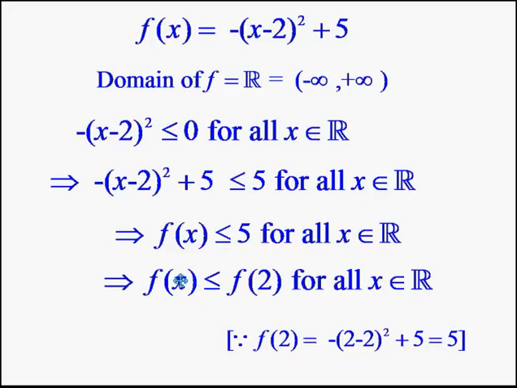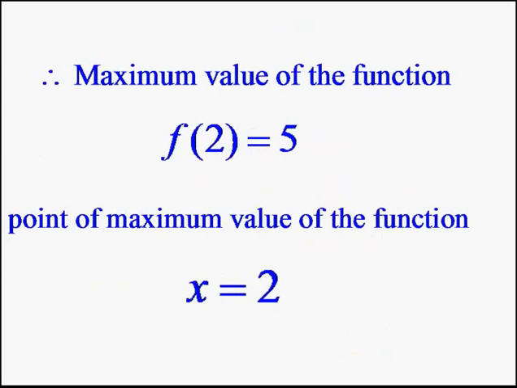It says f of x is less than or equal to f of 2 for all x. That means f of x cannot exceed the value of f of 2. That means f of 2 is the maximum value for this function and f of 2 is 5. Therefore, the maximum value of this function is 5. Therefore, we conclude that the maximum value of the function is f of 2, which is equal to 5, and the point of maximum value of the function is at x is equal to 2.